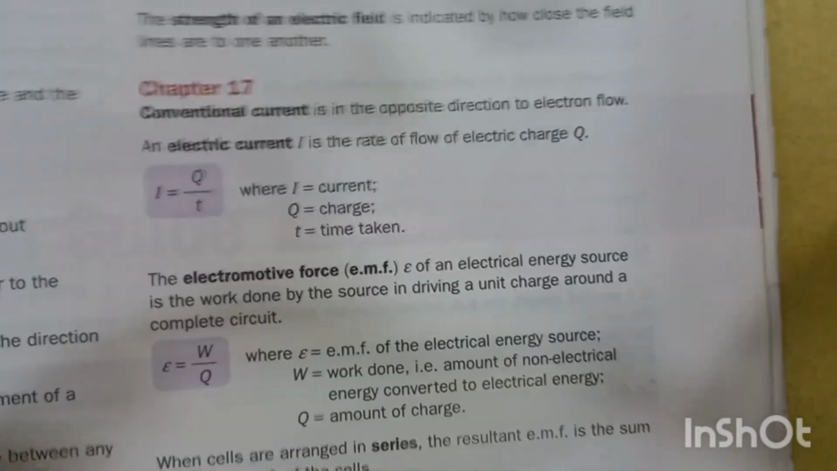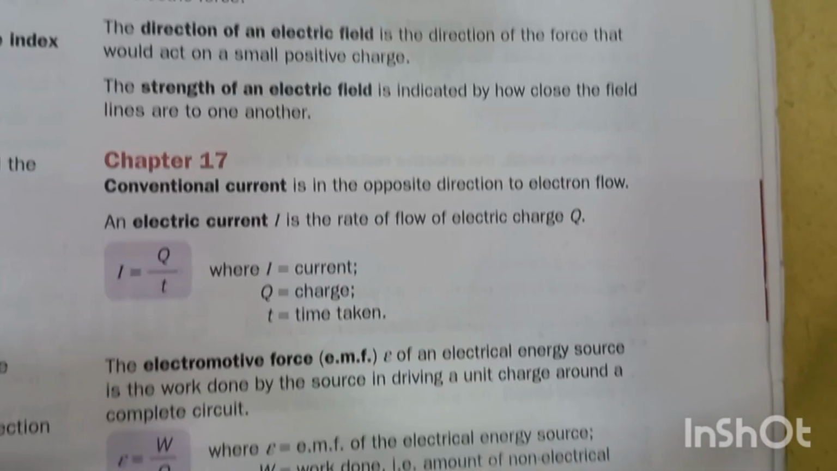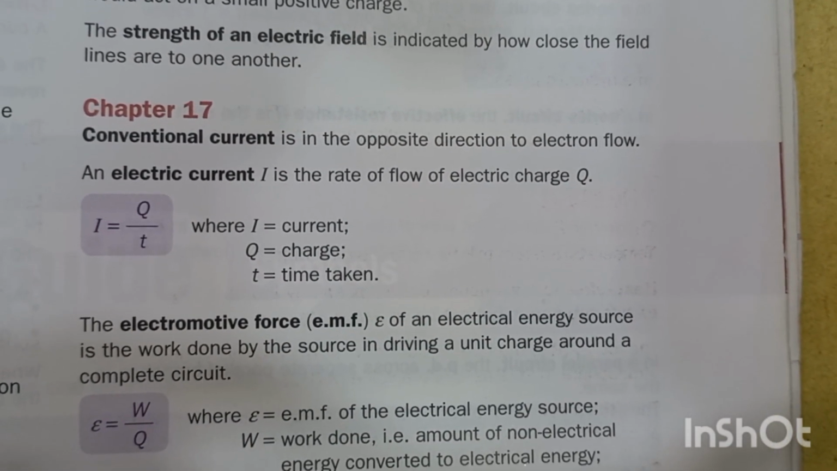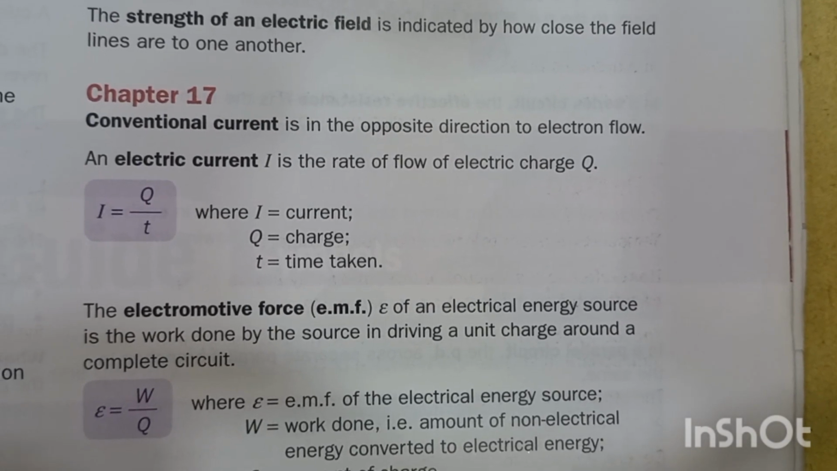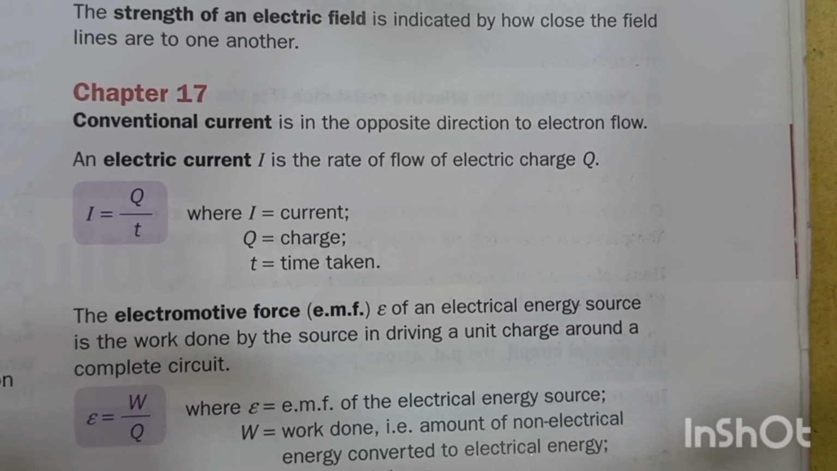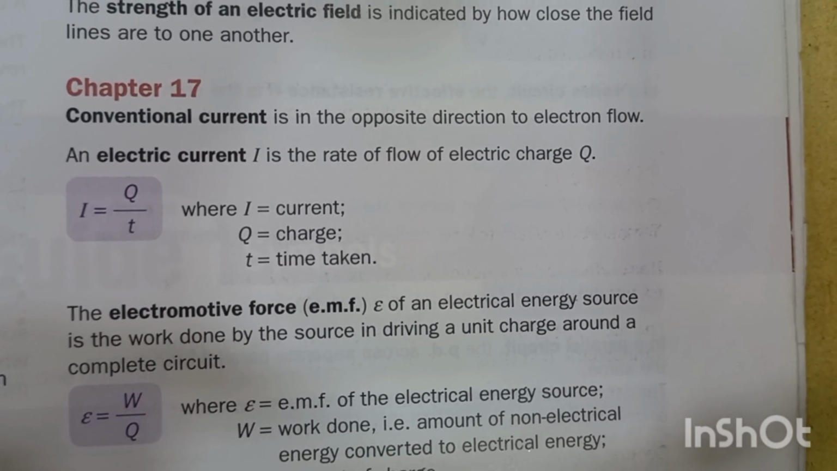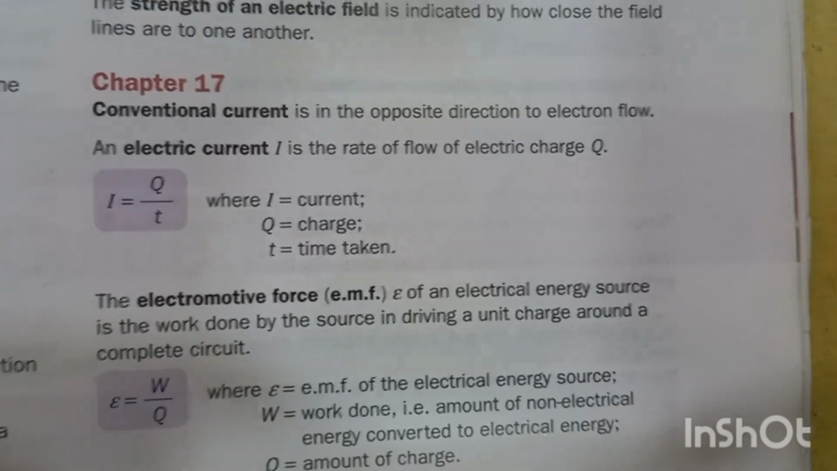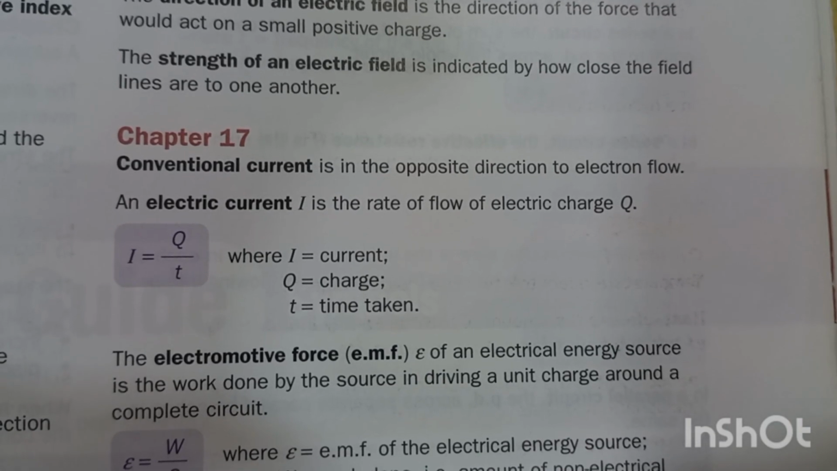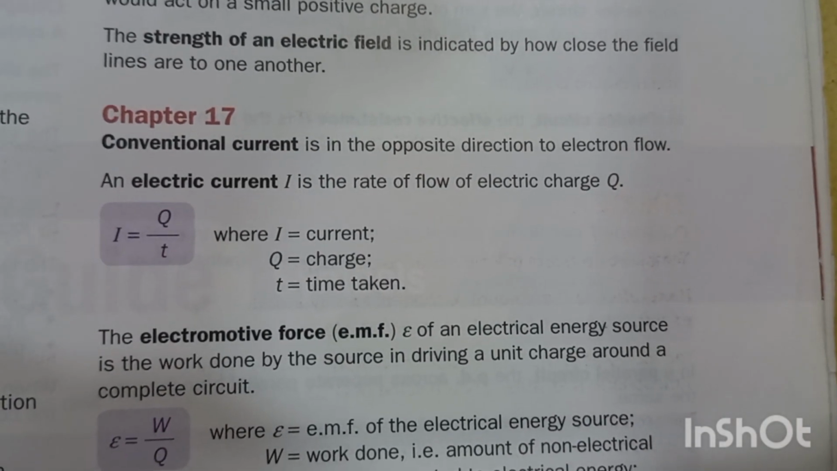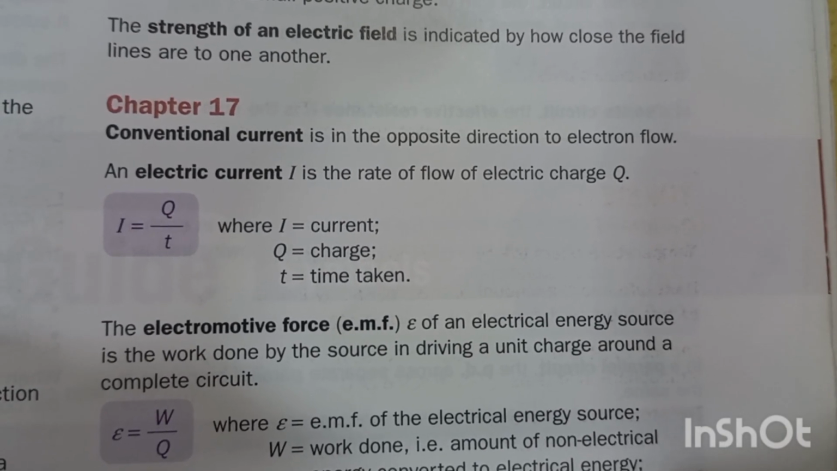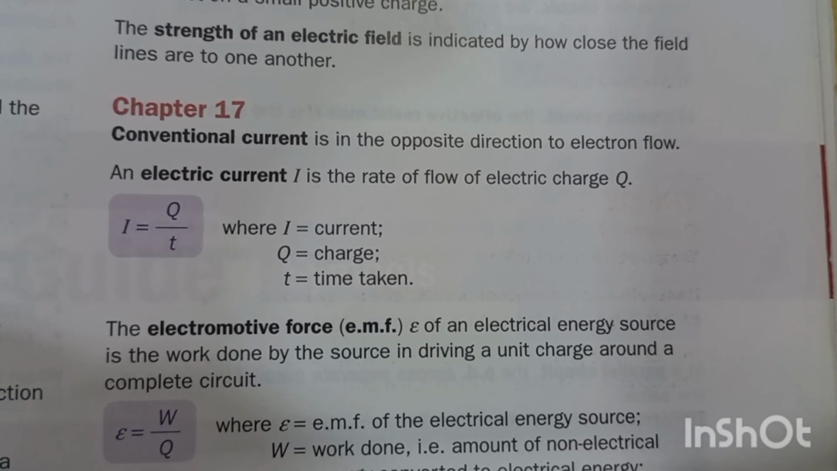Chapter number 17. Conventional current is in the opposite direction to electron flow. The conventional current is from positive to negative, and that is due to the flow of the positive charges. An electric current I is the rate of flow of electric charge Q. I is equal to Q divided by T, where I is the current, Q is the charge, T is the time taken.